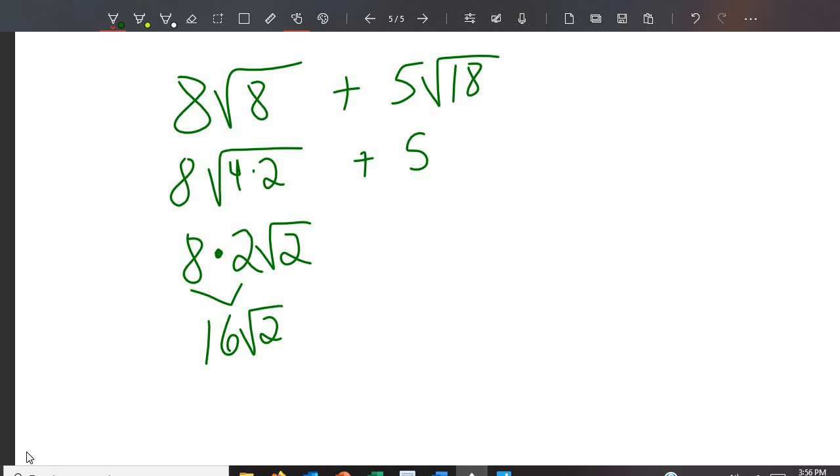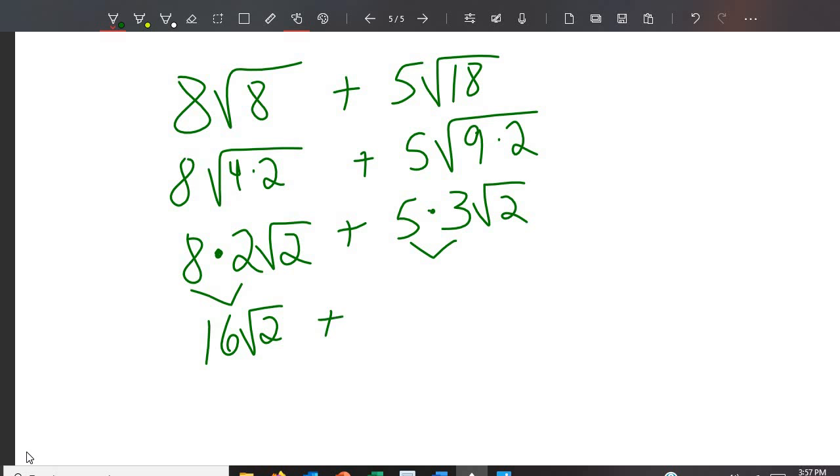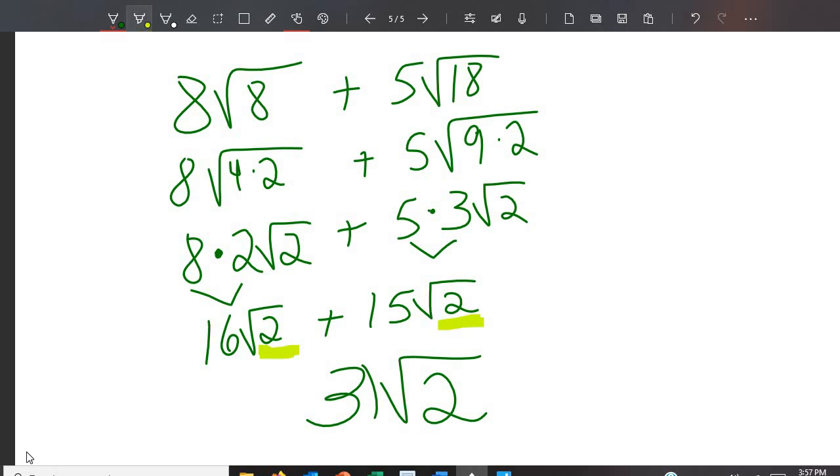Let's do this one. 18 is 9 times 2. Got the 5 in front, I take the square root of the 9 and multiply the 5 and the 3 together. Now we can see that they match, so we're just going to add the numbers in front and we'll get this. That's my final answer.